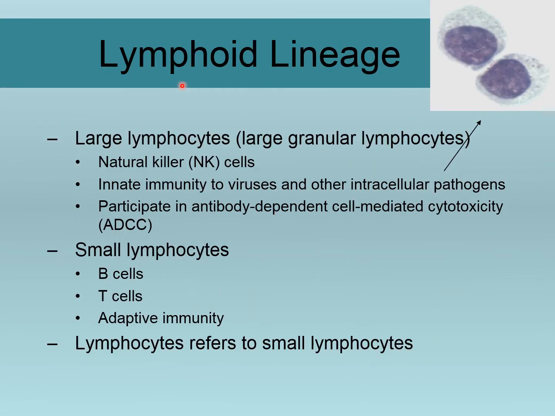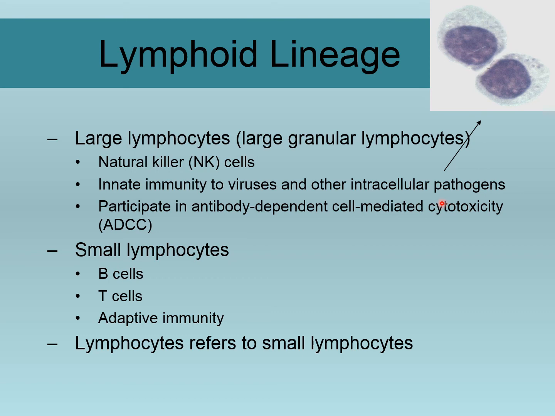The lymphoid progenitor cells then differentiate into larger lymphocytes and smaller lymphocytes. The larger lymphocytes then develop and mature into natural killer cells. These are the cells which have granules in the cytoplasm and are part of the peripheral blood lymphocytes of human. So these cells are involved in providing innate response to viruses and other intracellular pathogens.